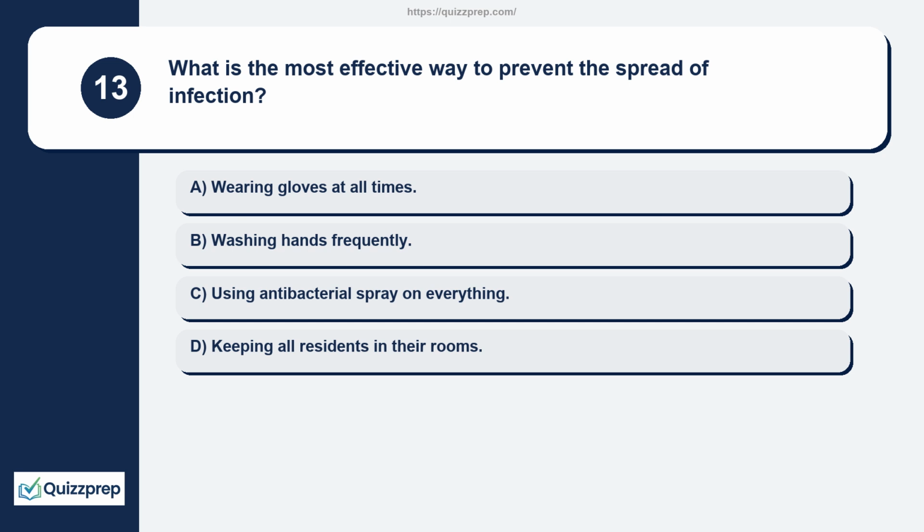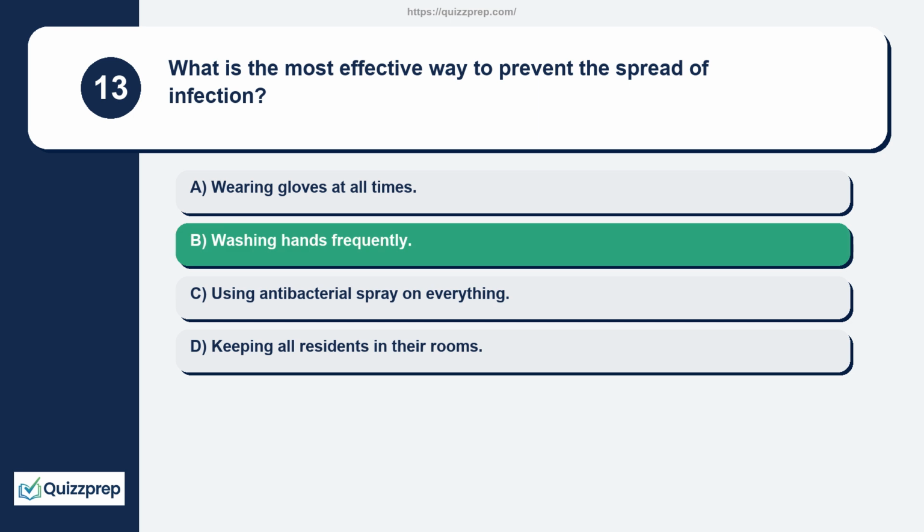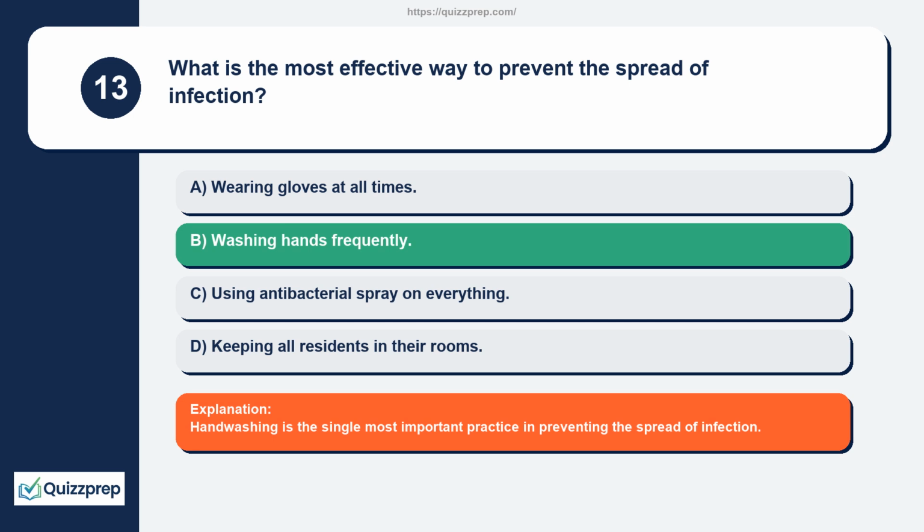Question 13. What is the most effective way to prevent the spread of infection? Wearing gloves at all times, washing hands frequently, using antibacterial spray on everything, keeping all residents in their rooms. Hand washing is the single most important practice in preventing the spread of infection.